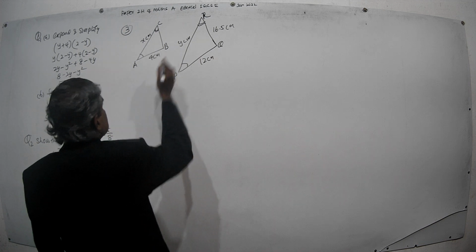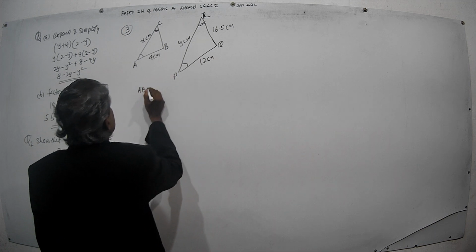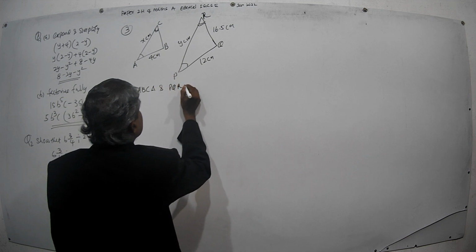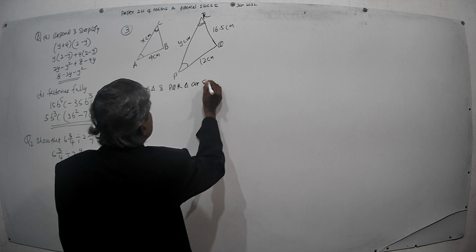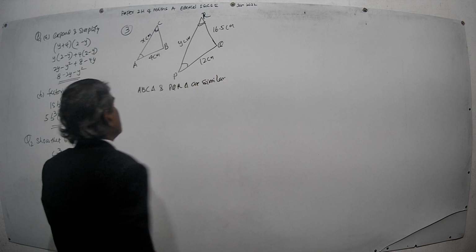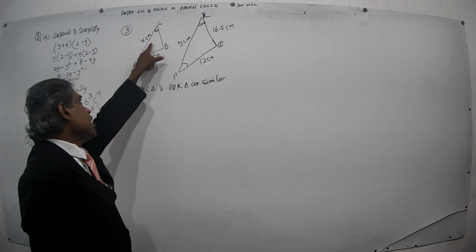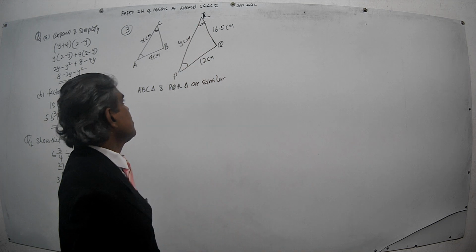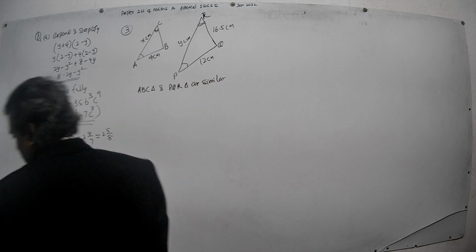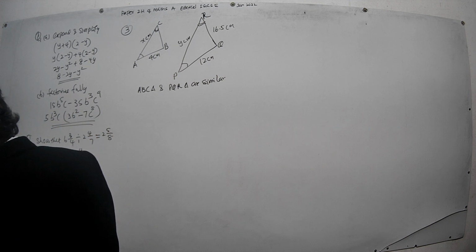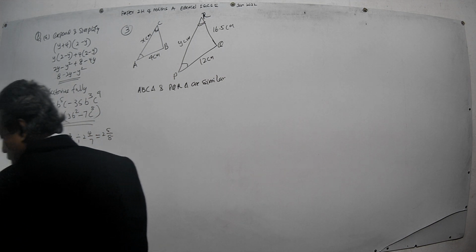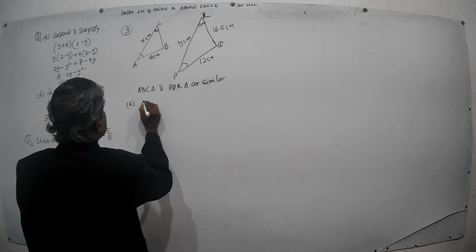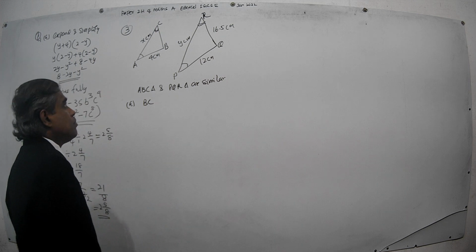Then you write triangle ABC and triangle PQR are similar. Why? Because two angles of triangle ABC are equal to two corresponding angles of PQR. Therefore, those two triangles are similar. Right. Now they ask the first question, A. Calculate the length of BC.